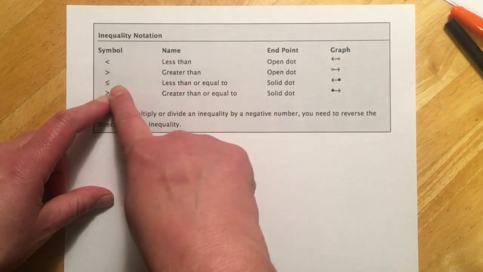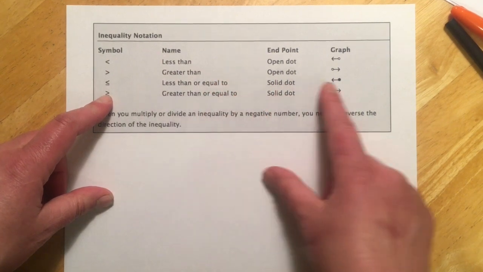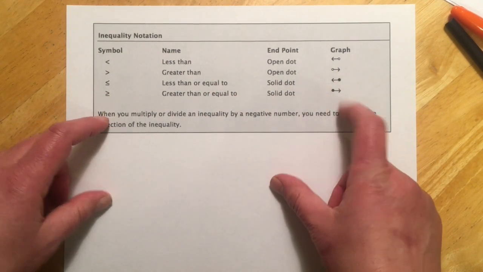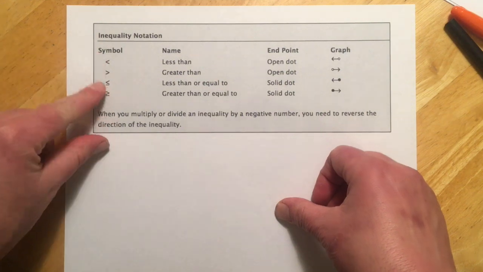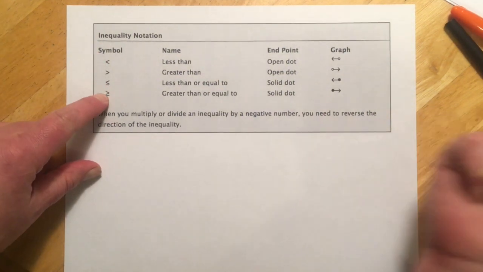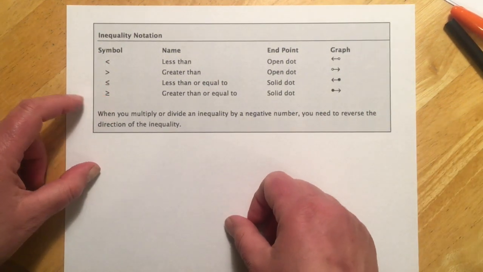And then same idea, but less than or equal to, greater than or equal to. Only difference is we have a solid dot, but less than is still going this way, same way as the little arrow. Greater than is still going this way, same way as its arrow.